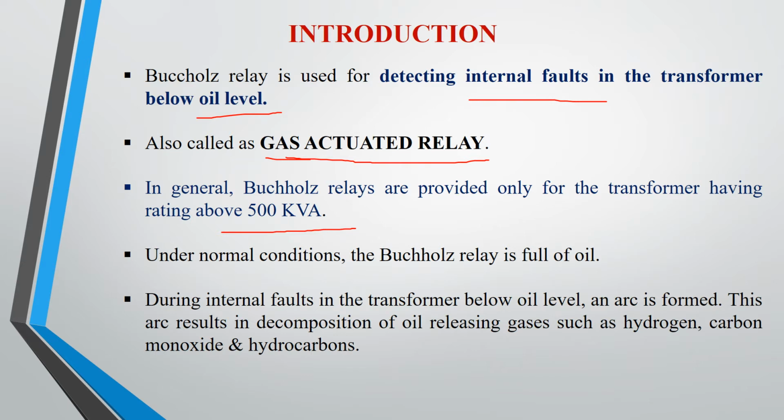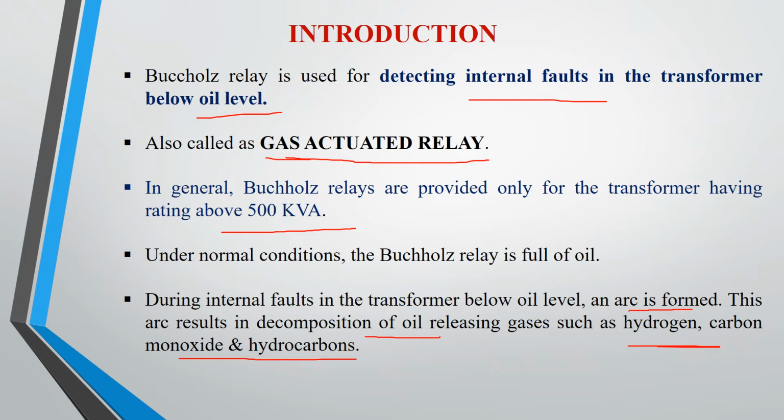During normal operation, the Buchholz relay is filled with oil, while when an internal fault occurs, an arc formation takes place below the oil level, where the decomposition of oil starts and the oil level decreases. Since the decomposition of oil releases gases like hydrogen, carbon monoxide and hydrocarbons, these gases help to determine the internal faults in the transformer.